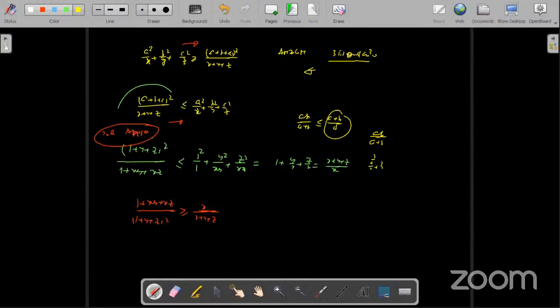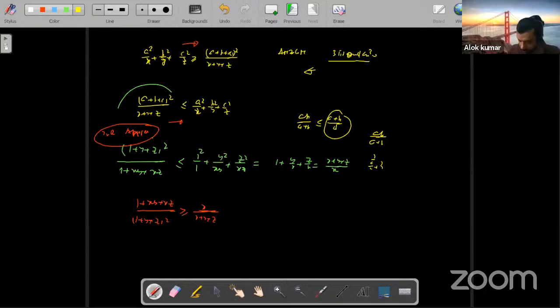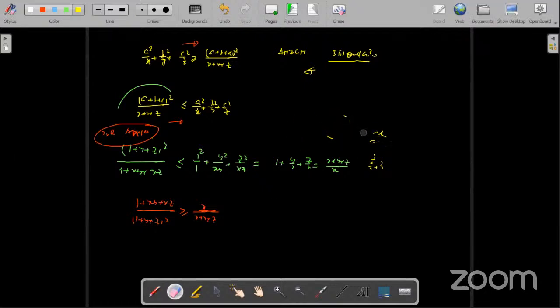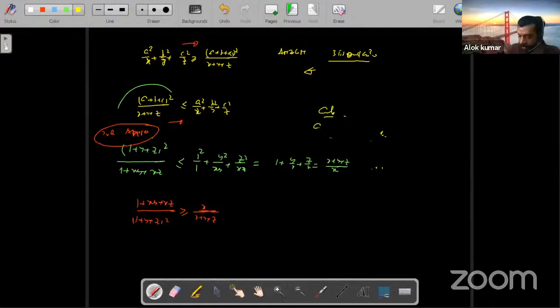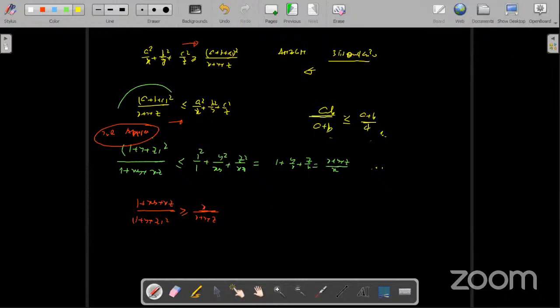Okay, so now, Sir, can you please repeat what you have just written? Yeah, this one. No, sir, the inequality, this one. Okay, I'm writing: AB over A plus B less than or equal to A plus B over 4. Okay, sir. Thank you.